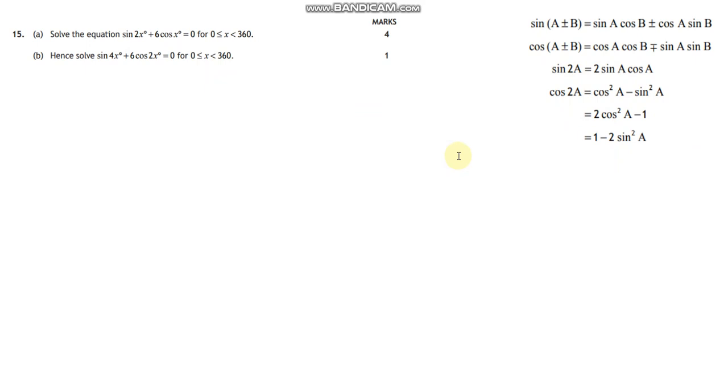Okay? Now what we would sometimes do is make sure we turn this into a trinomial, so it'd be cos squared and cos and then a number, and then solve it like a trinomial. But with sine 2x, I've just got the one expansion, so I'm going to say that if I sub that in, I'll get 2 sine x cos x plus 6 cos x. So it takes away the unknown.